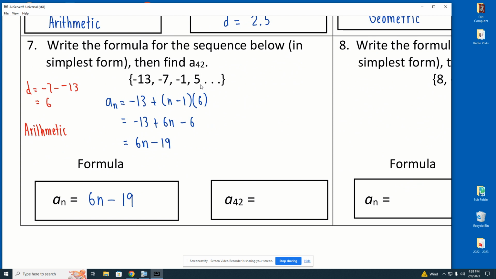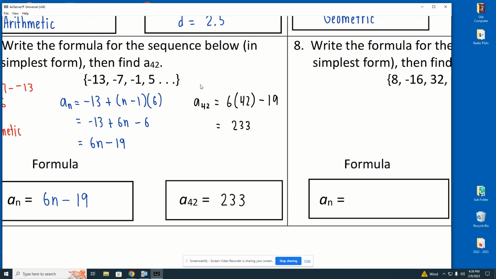So the last thing this thing wants me to do is they want me to find a sub 42. Simply put, we plug 42 directly into this explicit formula and it'll take care of the rest. So 6 times 42 minus 19 in your calculator equals 233. So a sub 42 equals 233. And that's it. That's all there is to number 7. Let's move on to number 8.